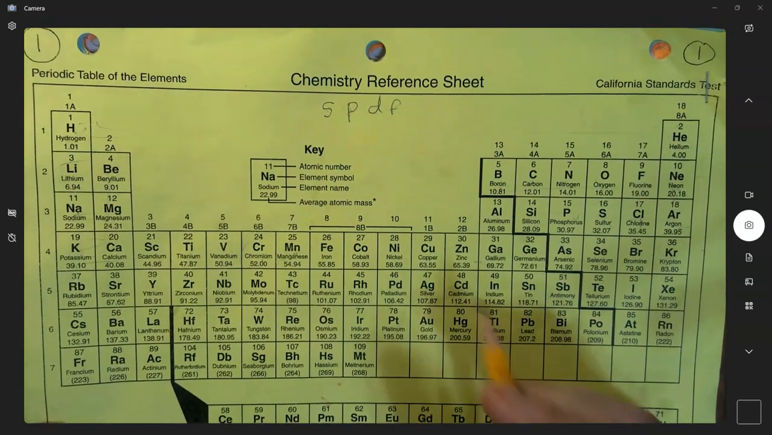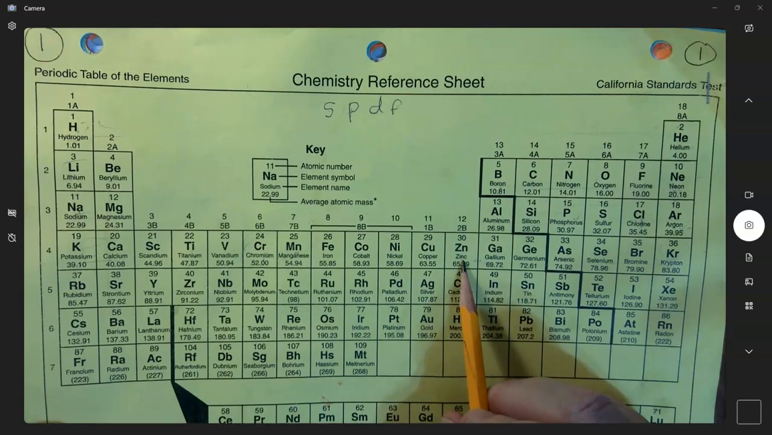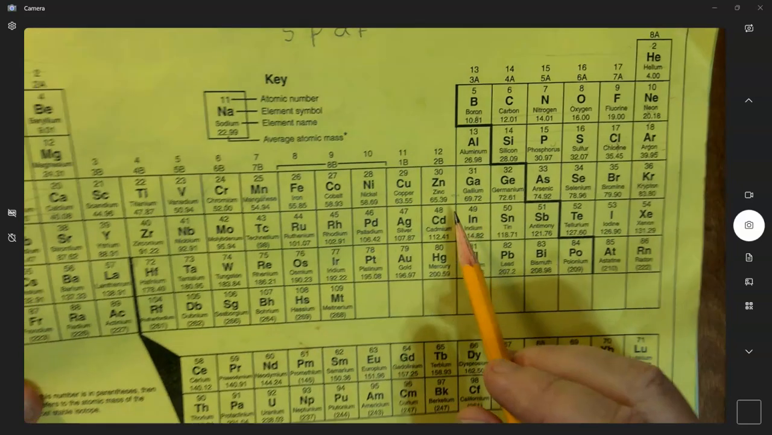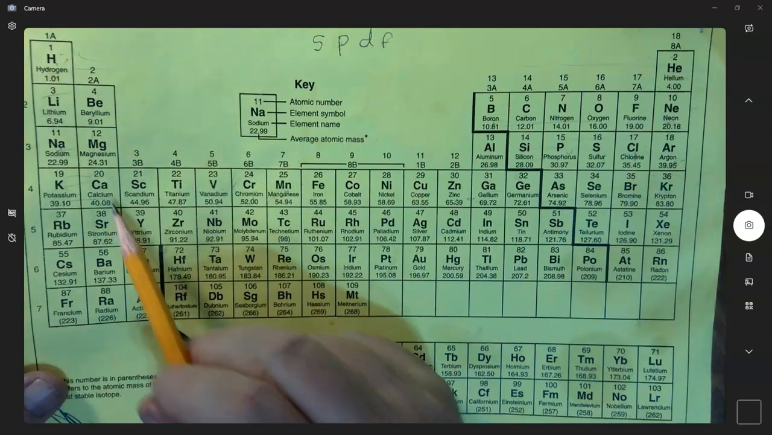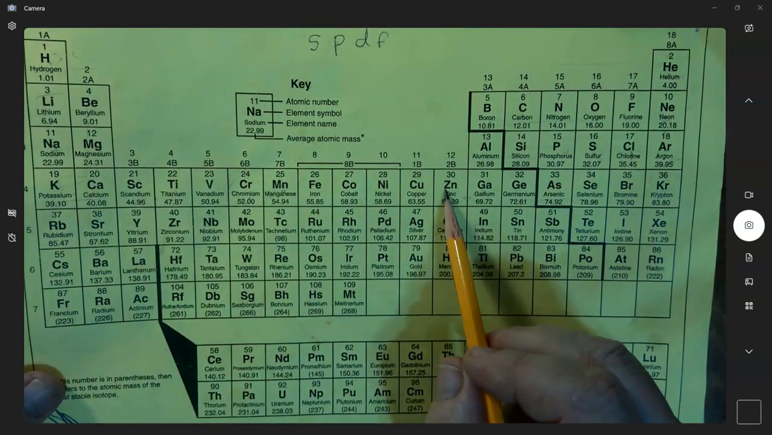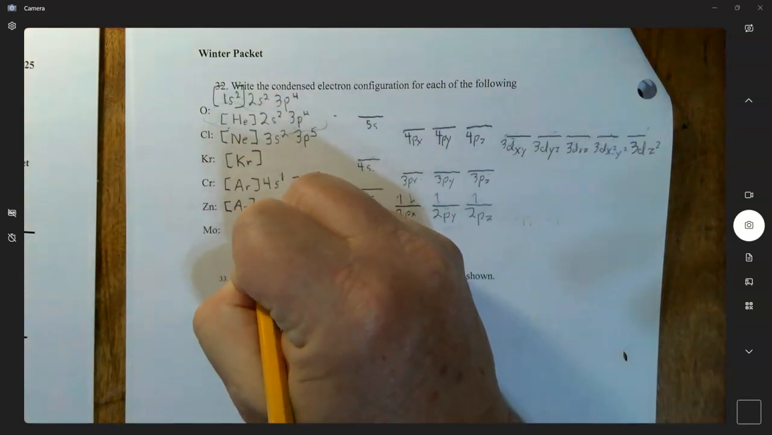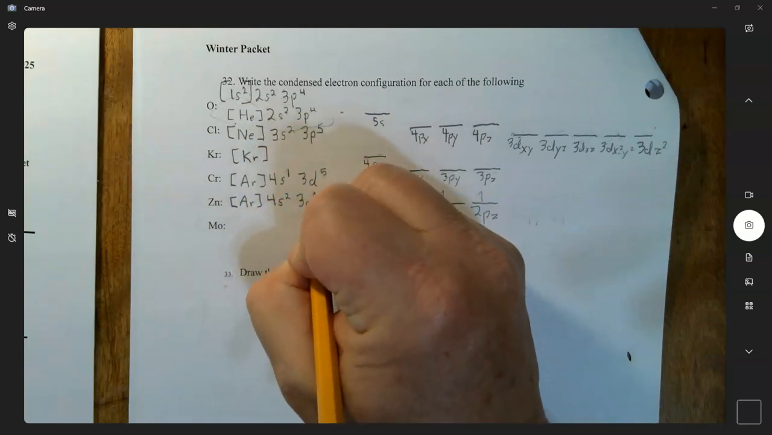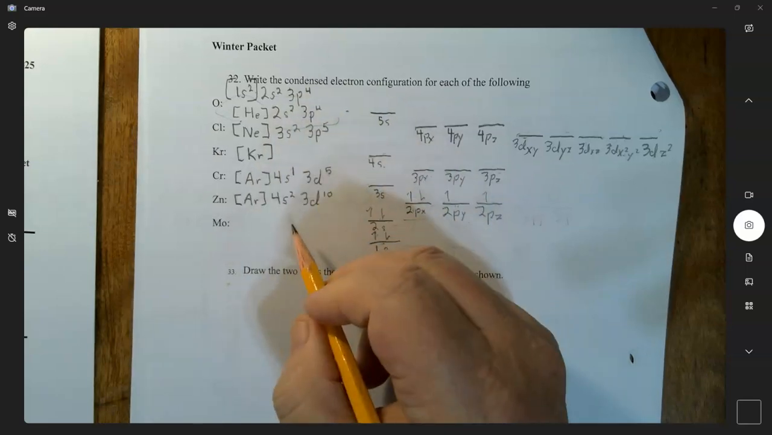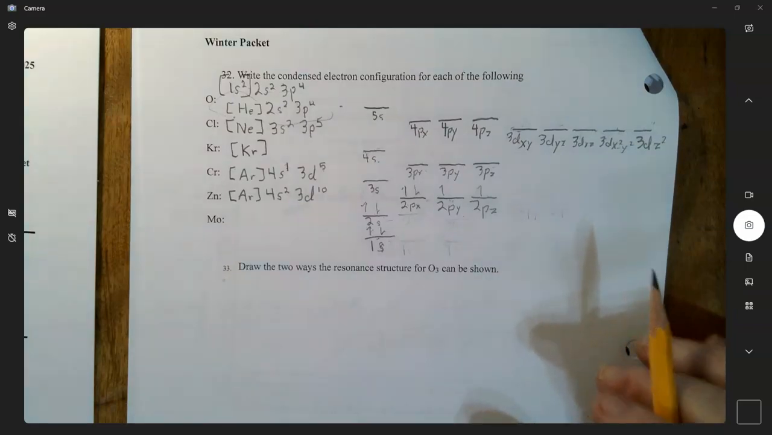Okay, let's look at zinc. Zinc's right here. It's at the end of the 3D. So we're going to get that. Okay, so it already has 10, so it's going to be Ar 4s2 3d10. It's already at the end. Okay, so it already has a filled D subshell. It doesn't want to borrow anything. It's happy.